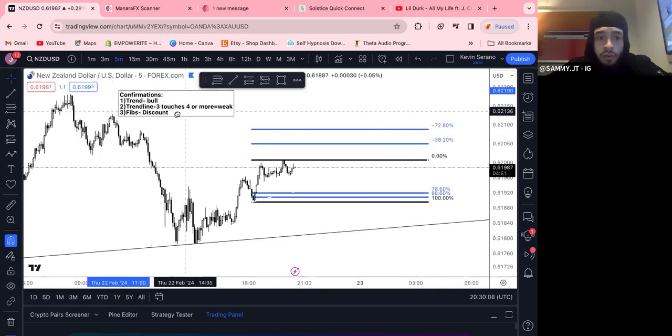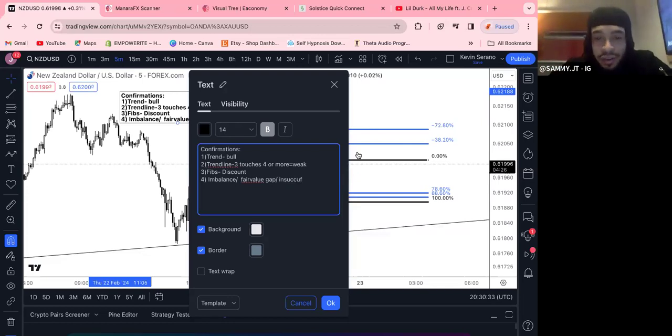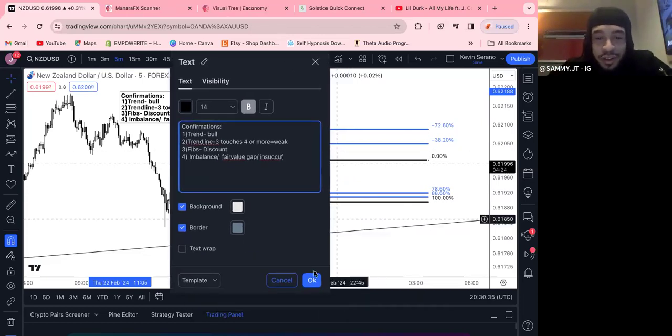Now, our fourth confirmation that you're gonna look for, whether this trade is good to take or not, is something called imbalance. There's a lot of words for this within the industry. Imbalance, you can call it fair value gap, value gap. Some people call it insufficient pricing. I do not know how to spell this, but you get the point. That's what you're going to use.